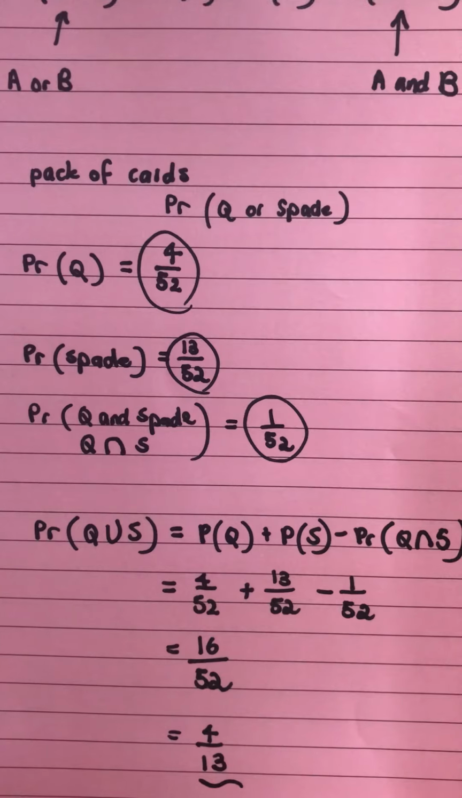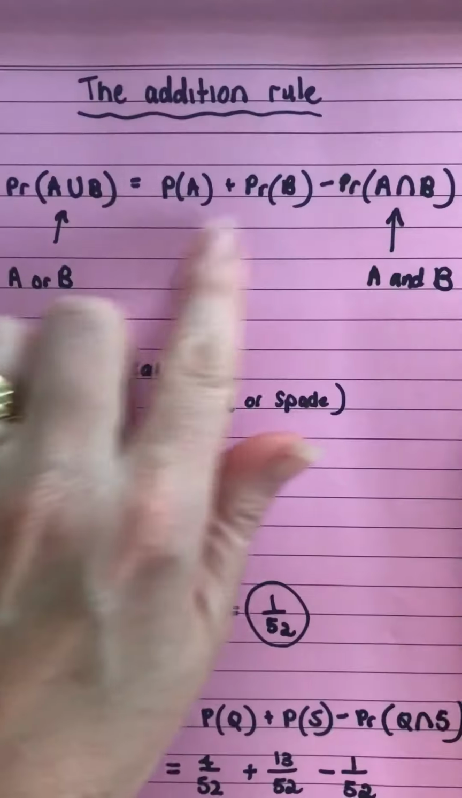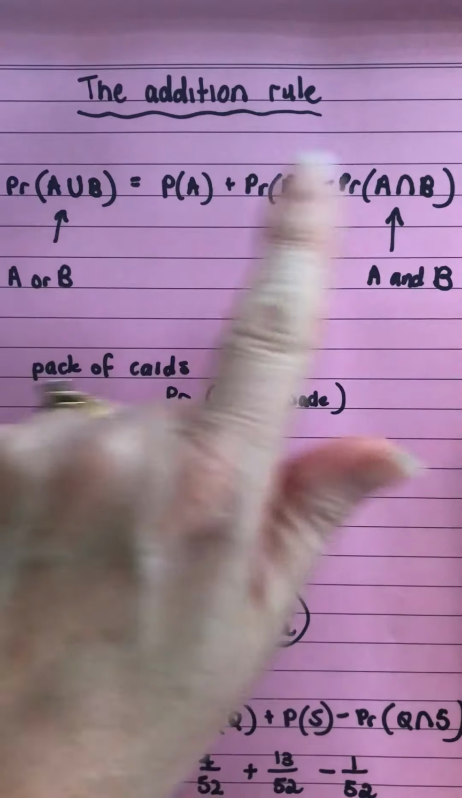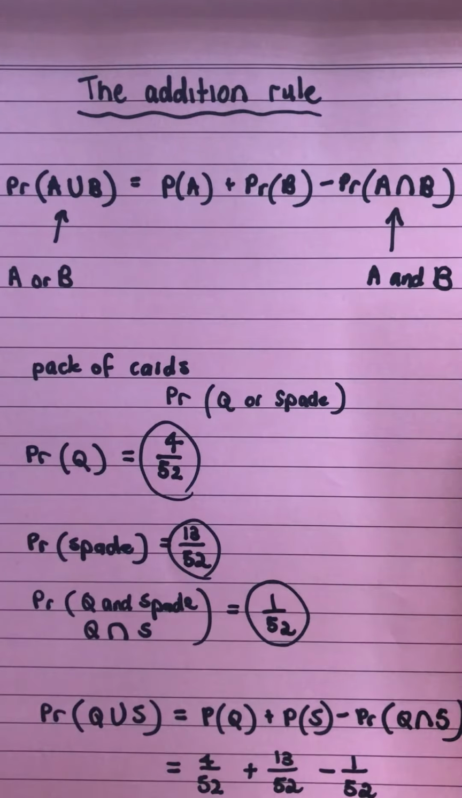Okay, so when you're using that rule, you could be asked to find out the probability of A or B, or you might be asked to do one of the other parts of the rule. So finding the A and B, or the B or the A, depending what you were given in the question.